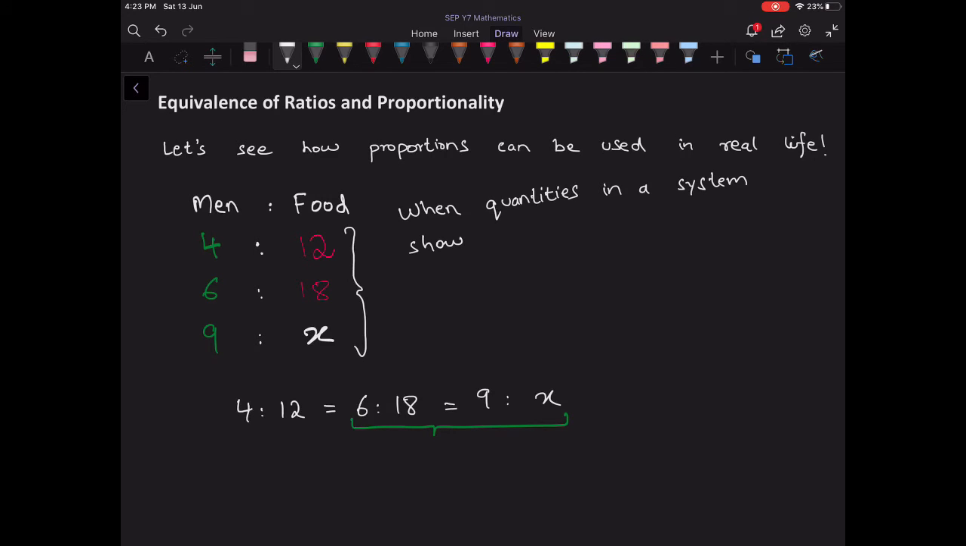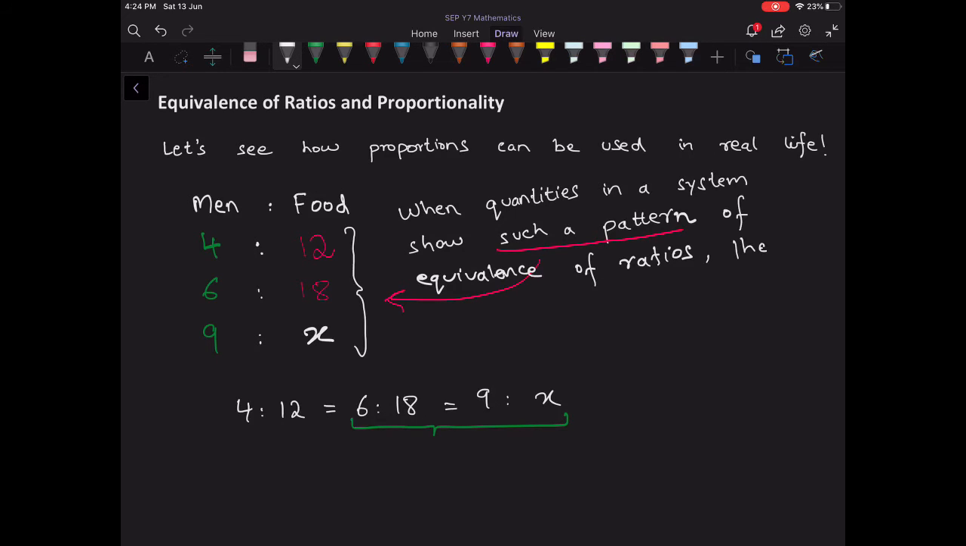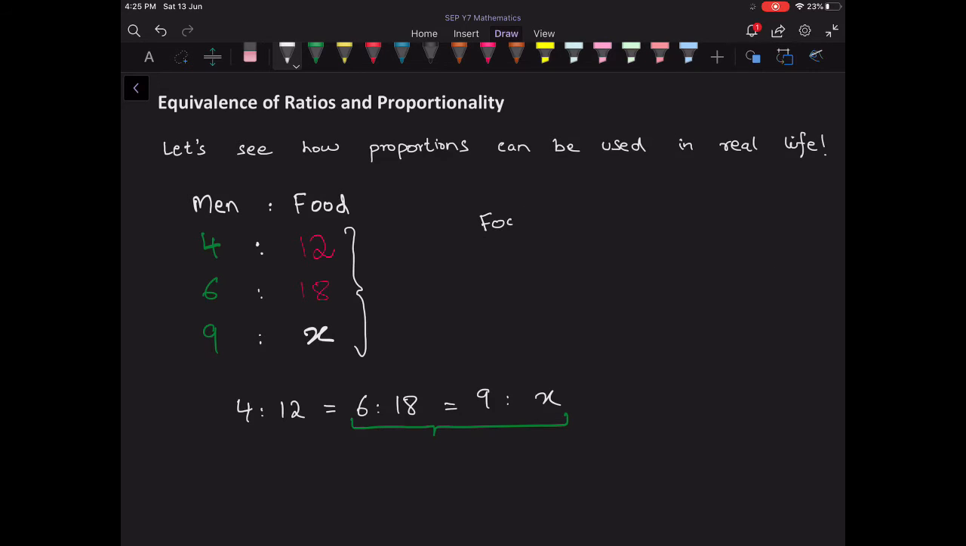When quantities in a system show such a pattern of equivalence of ratios, we say that both the quantities are proportional. In this case, men and food are two quantities that can be termed as proportional. They can also be written in this form: food is proportional to men. This sign is called the sign of proportionality. We shall discuss it later.